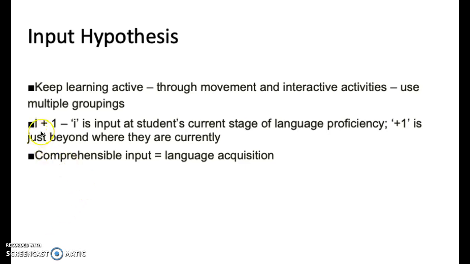So that's what this states here, I plus 1. I is the input at students' current stage of language proficiency, and then the plus 1 is just beyond where they are currently. So that is great in multiple group settings when you have various levels of English proficiency with your students. And this is also to be used when you're selecting your texts.